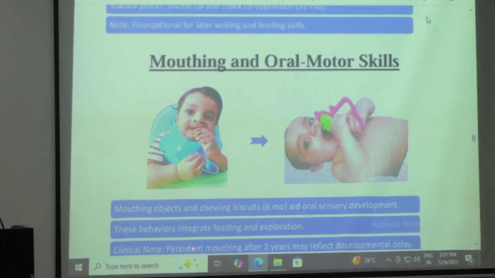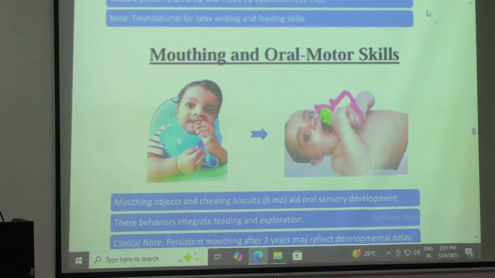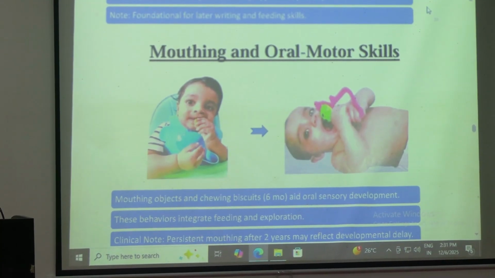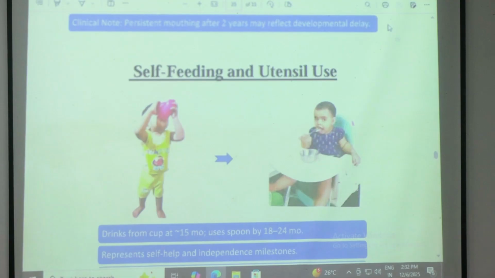Okay? If mouthing is present after 2 years, there is some developmental delay. So we want to see mouthing, but we also don't want to see mouthing after 2 years. Understand my point? So at 6-7 months, a baby doing mouthing, we are happy, his development is normal. But a 3-year-old boy doing mouthing is abnormal. So you should remember this. This behavior integrates feeding and exploration.